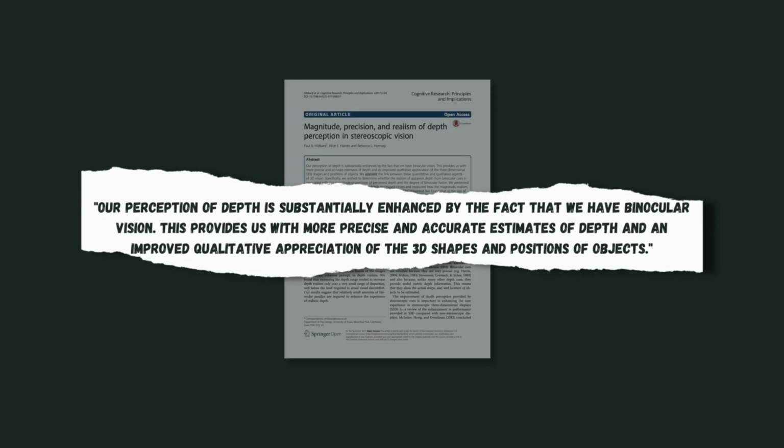And also in this article, they state that our perception of depth is substantially enhanced by the fact that we do have binocular vision, and that this provides us with more precise and accurate estimates of depth and an improved qualitative appreciation of the three-dimensional shapes and position of objects. So with that being said, I think it would be fair to say that without binocular vision, our depth perception would probably be adequate, but not nearly as robust as with binocular vision.